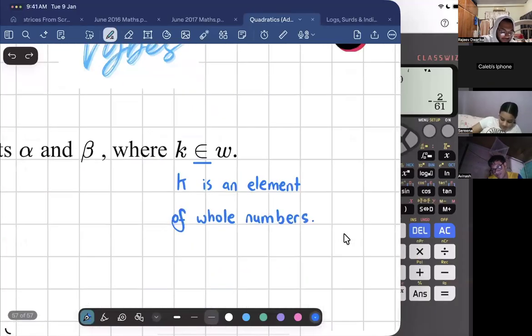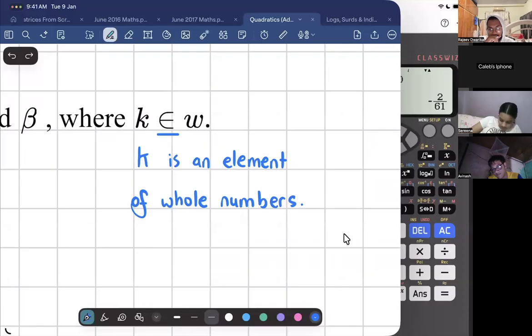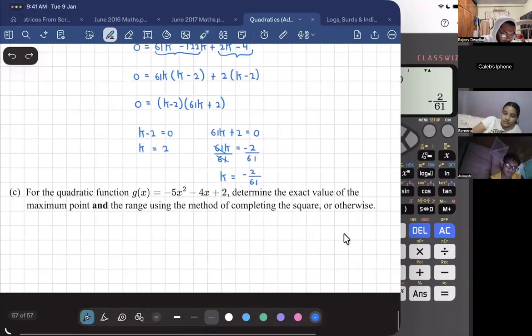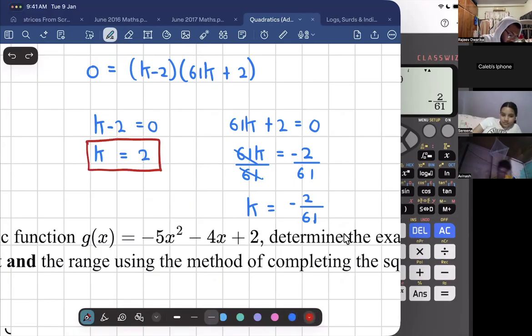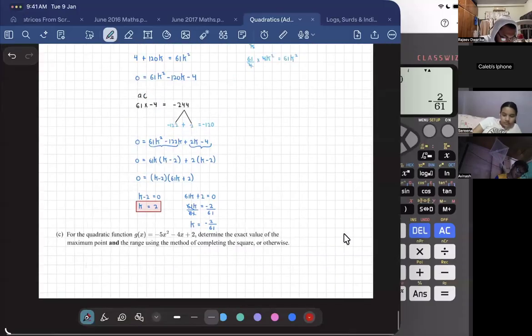So what did they say about K? K is a what? An element of whole numbers. Yeah, so what's the answer? 2, sir. Yeah, K is equal to 2. That's the answer.